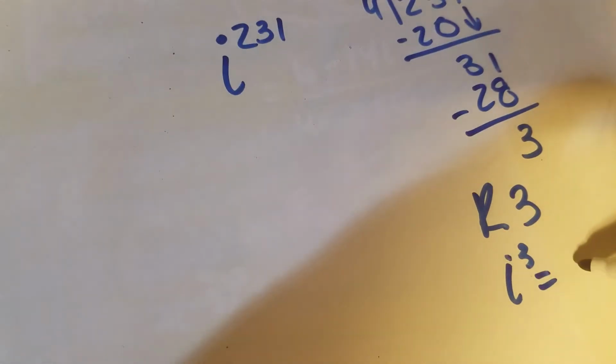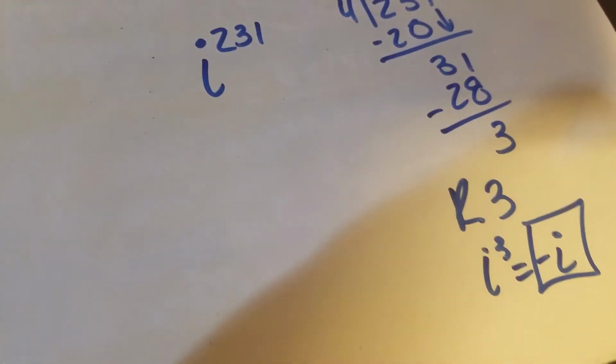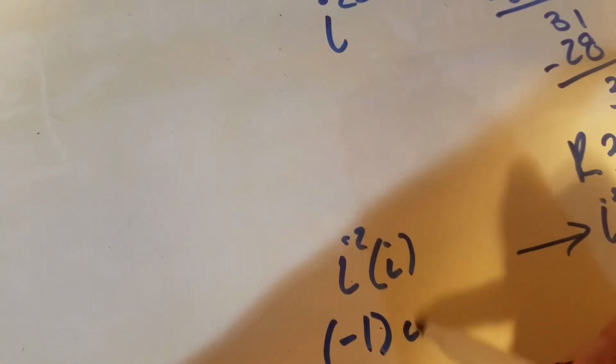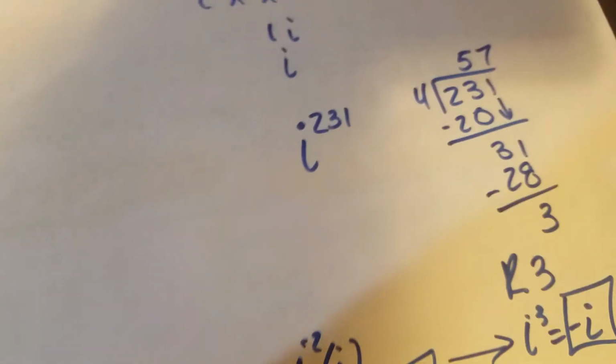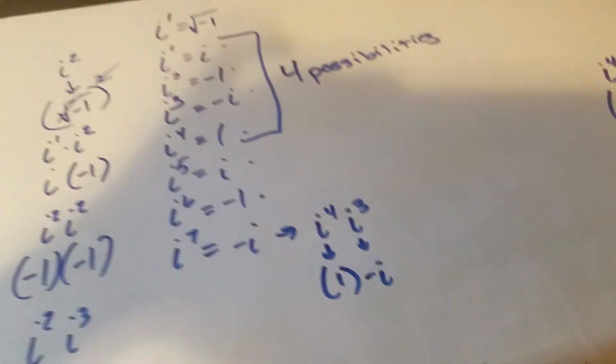So for i cubed, you just have to remember your set of 4. So i cubed is just -i. And again, you can always find that by doing i squared times i squared is -1, times i gives us -i. Okay, so a little review on 4th grade division. We have our calculators, so again, you can always figure that out using your calculators.